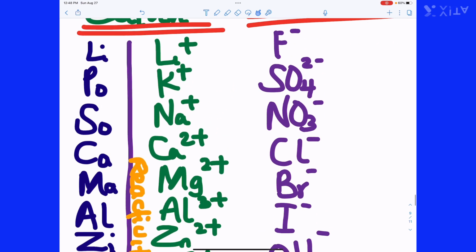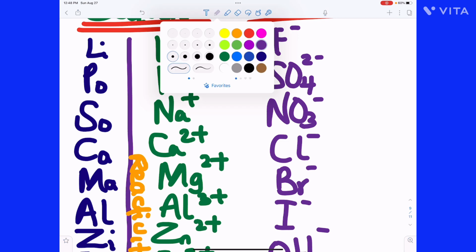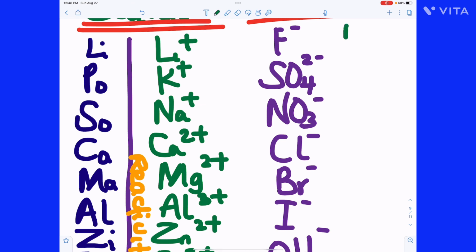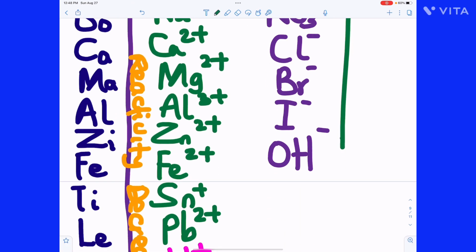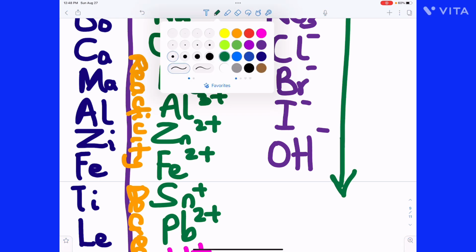This is the order of reactivity of anions. So as you come down from top to bottom, the reactivity of the anions also decreases. Let's label that too.